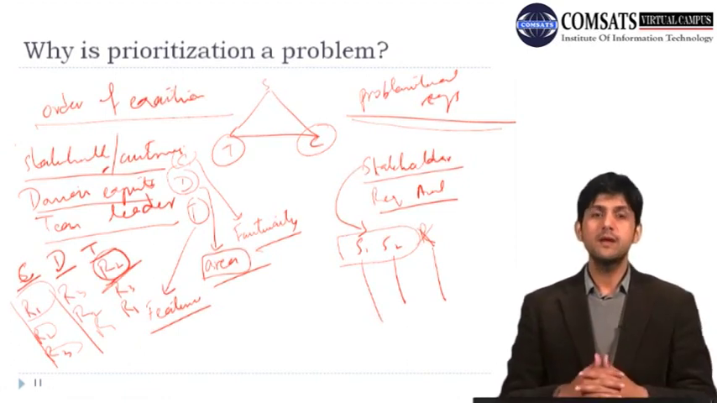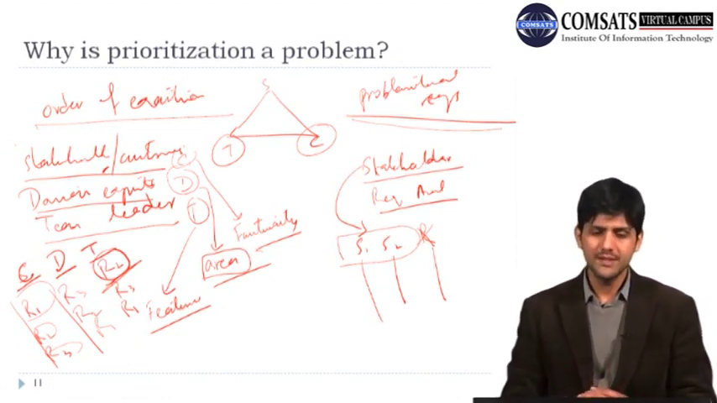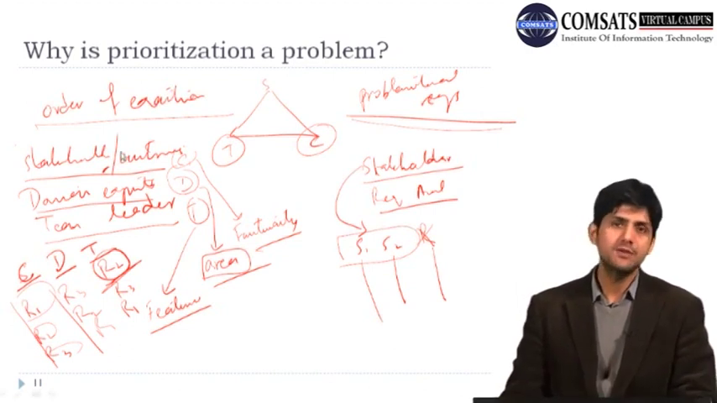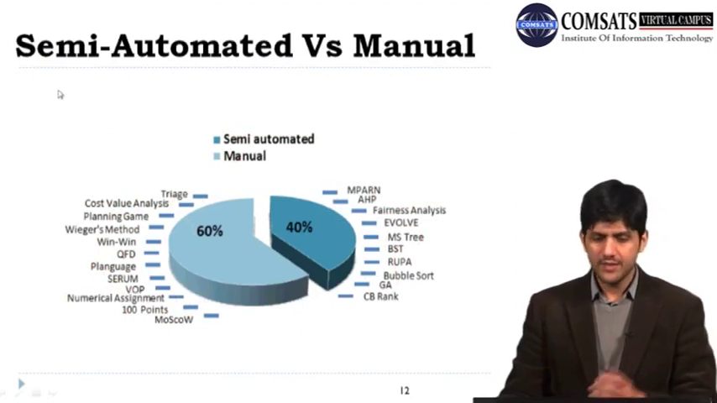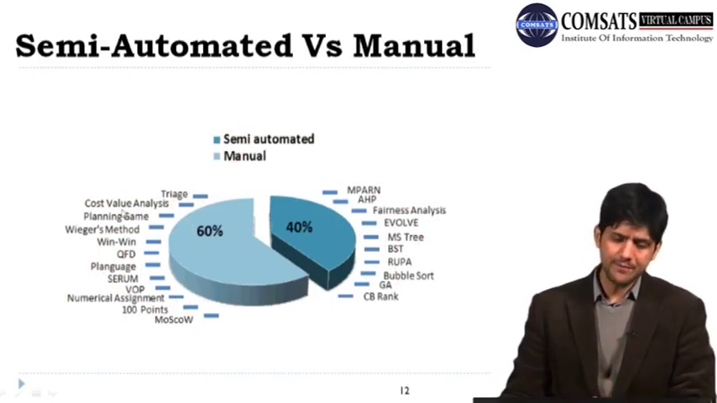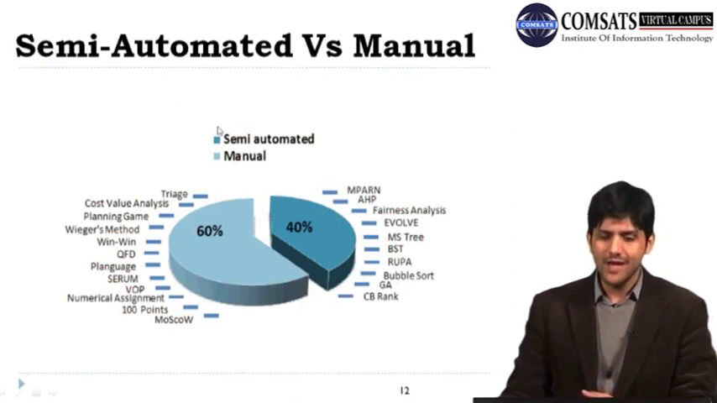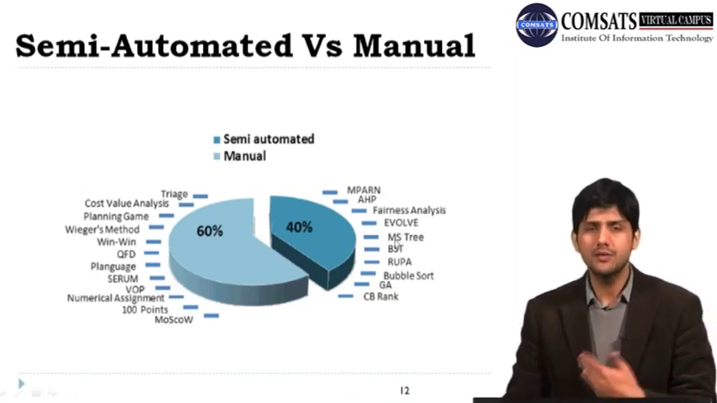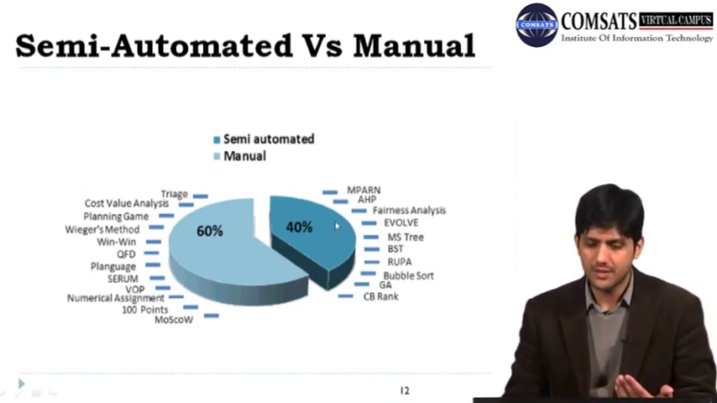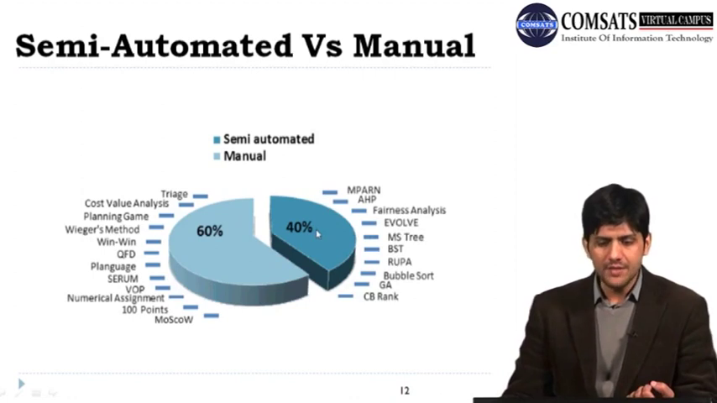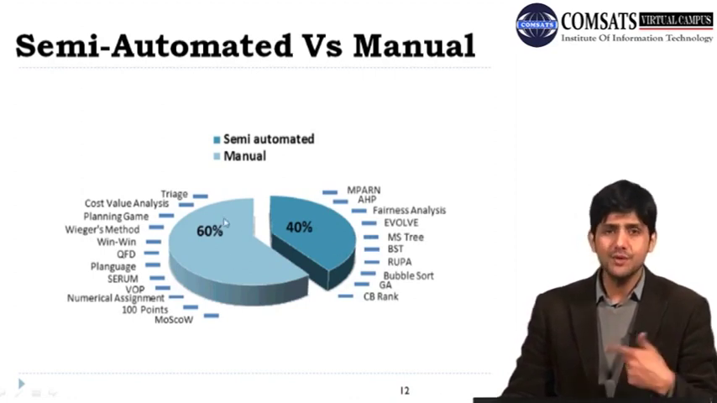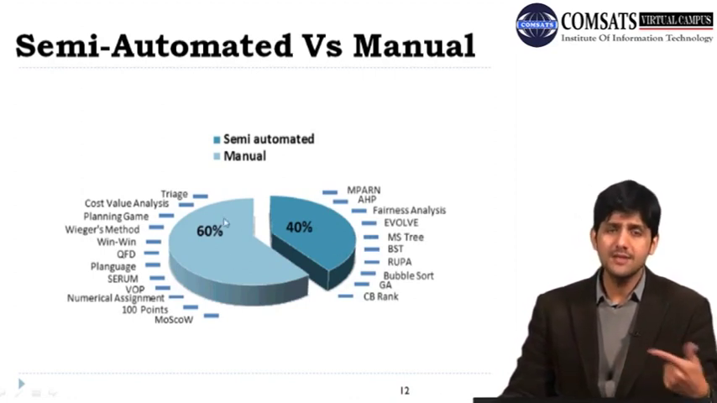So we have seen why requirements prioritization is a problem. Now let's look at some of the techniques which have been proposed in the literature to prioritize requirements. This particular pie chart shows some of the techniques of prioritization which exist, and we have decomposed these techniques into semi-automated and totally manual requirement prioritization techniques. From these, we can see that most of the requirement prioritization techniques are manual.